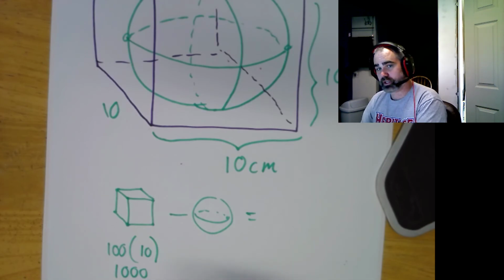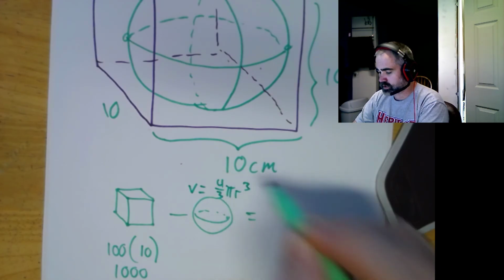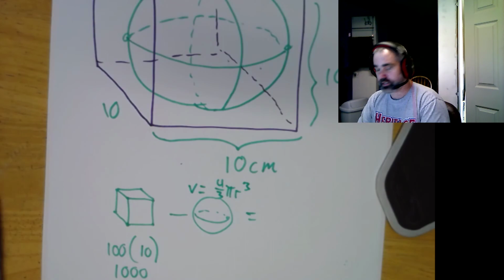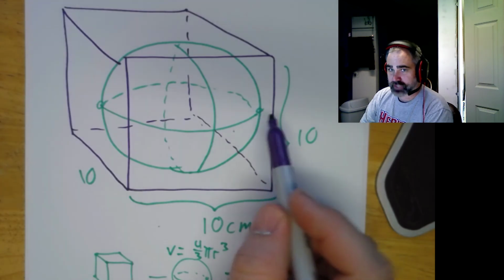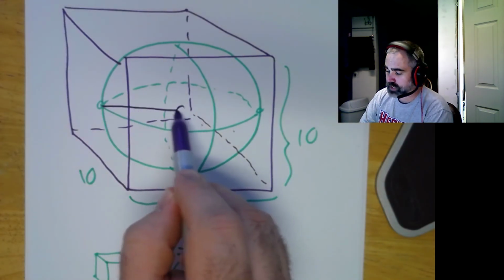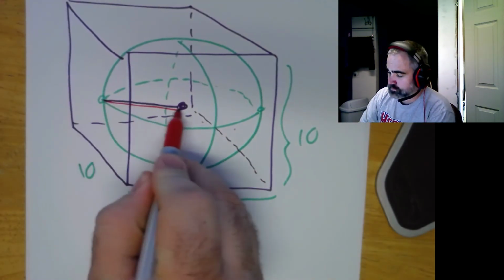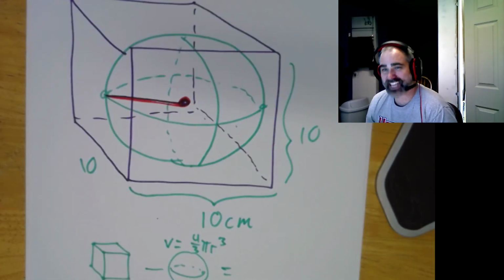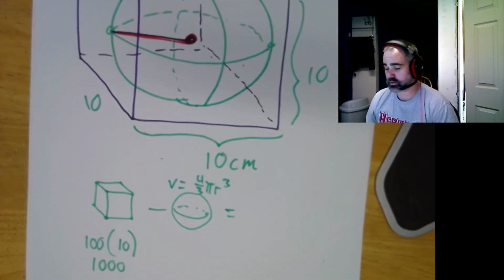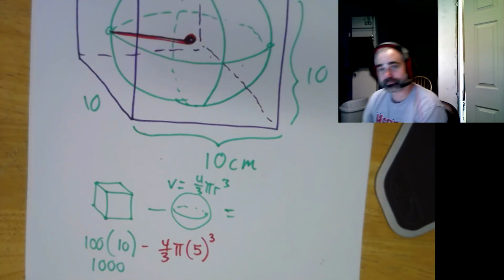The sphere, remember the equation for the sphere, the volume is 4/3 pi r cubed. And this is a little tricky to find the radius, but remember all these sides are touching, so that means that halfway across the circle is the radius, which means half of 10 is the radius on this problem. So it's going to be 4/3 times pi times 5 cubed.